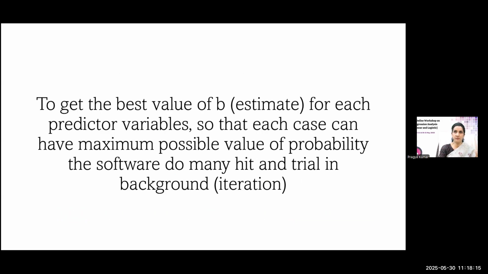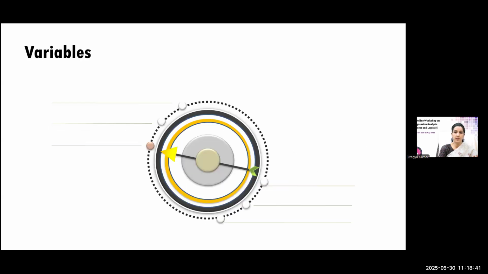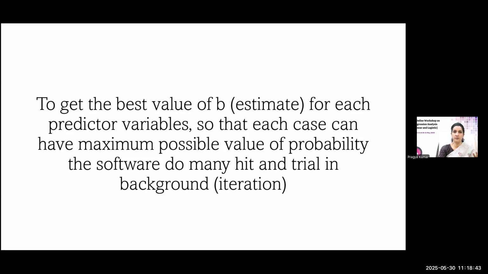So to get the best value of estimate for each predicted probability, it selects the particular probability that has the maximum possible value, and the software does it in the background by hit and trial, which we call an iteration. So that's what I was saying, it runs those values many times, and then it gives you a particular value of a probability, which is known as the maximum likelihood estimation. So is it okay up till this point, how we have reached from linear regression to logistic regression?